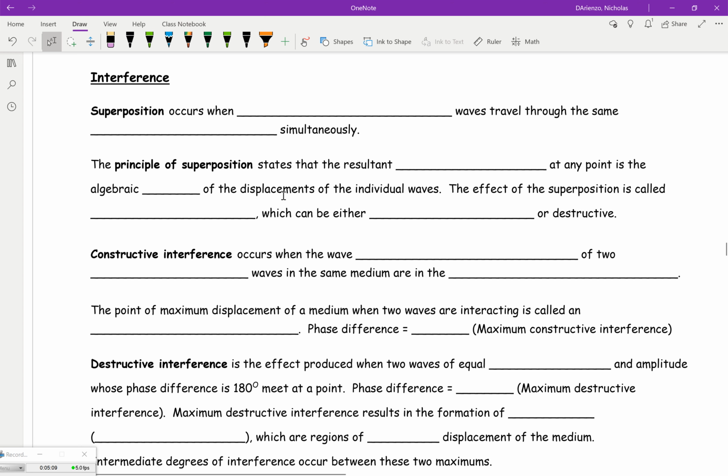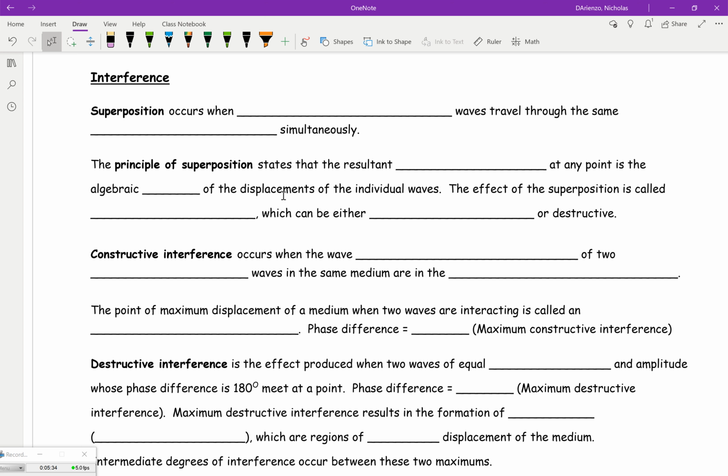Now, interference, we see a lot of this. This is a pretty heavily tested topic on your Regents, wave interference. We'll spend a little time talking about this. But if you guys have questions on any of this, I did include a video for you to watch this week on this as well. If you have questions on any of this, make sure you reach out and get your questions answered.